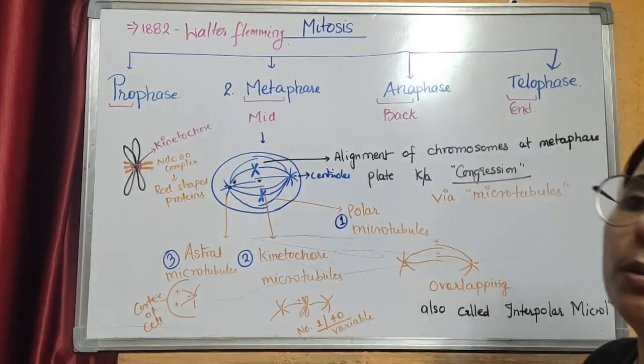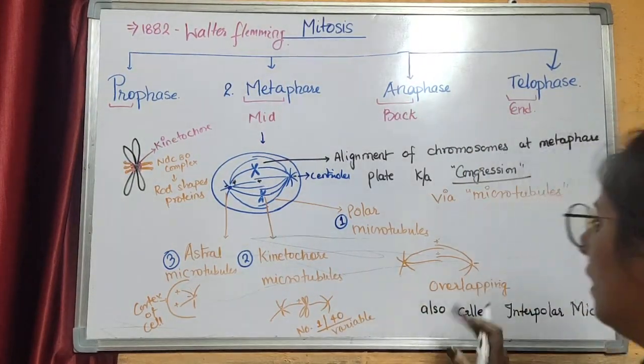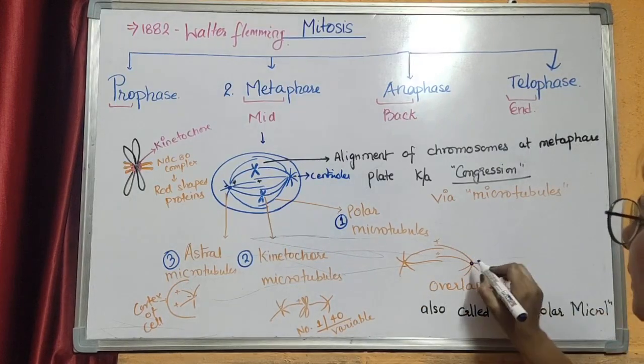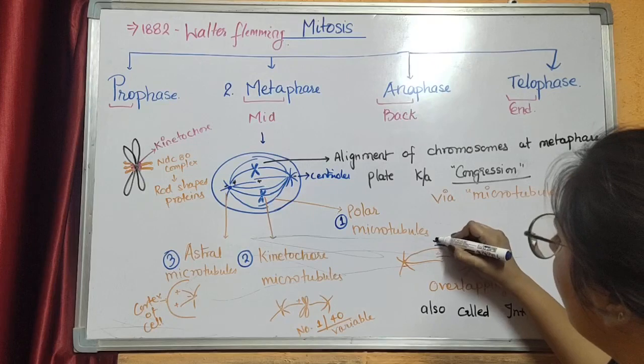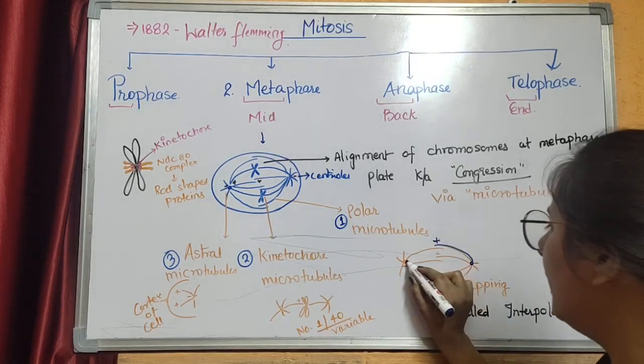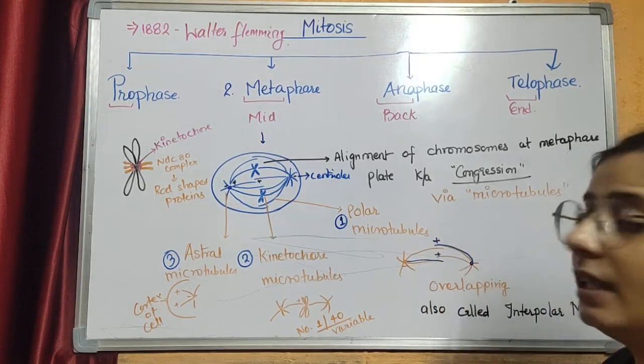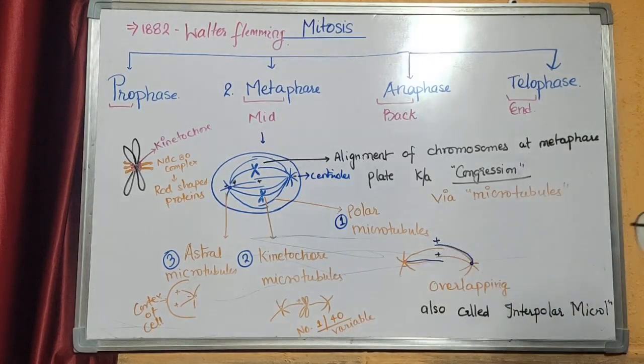The polar microtubules are those microtubules where the microtubular plus end grows opposite to the second pole, but they overlap each other and there is no attachment of chromosome. They just overlap each other and they are called interpolar microtubules.